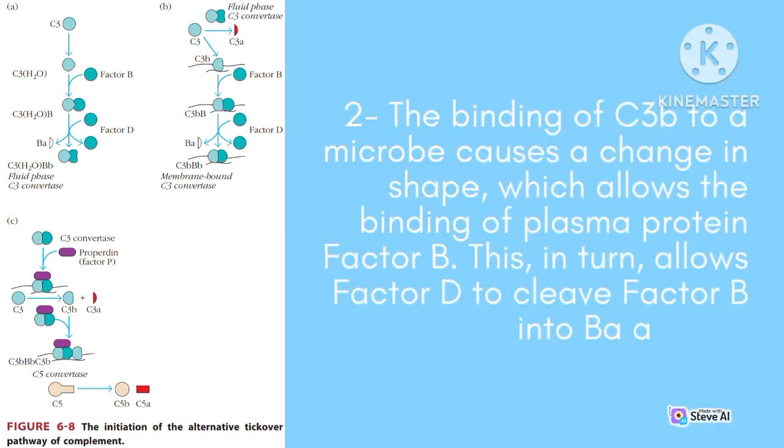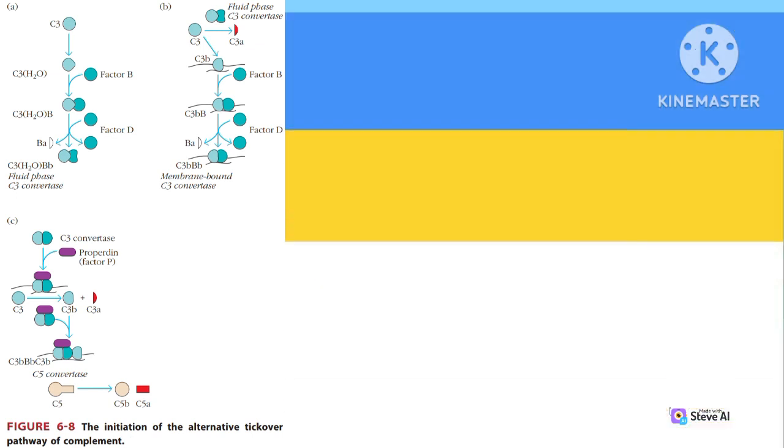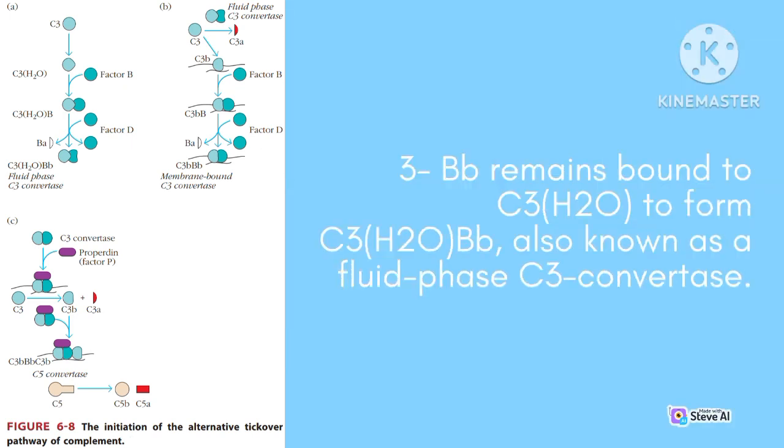2. The binding of C3b to a microbe causes a change in shape, which allows the binding of plasma protein factor B. This, in turn, allows factor D to cleave factor B into Ba and Bb. 3. Bb remains bound to C3(H2O) to form C3(H2O)Bb, also known as a fluid phase C3 convertase.